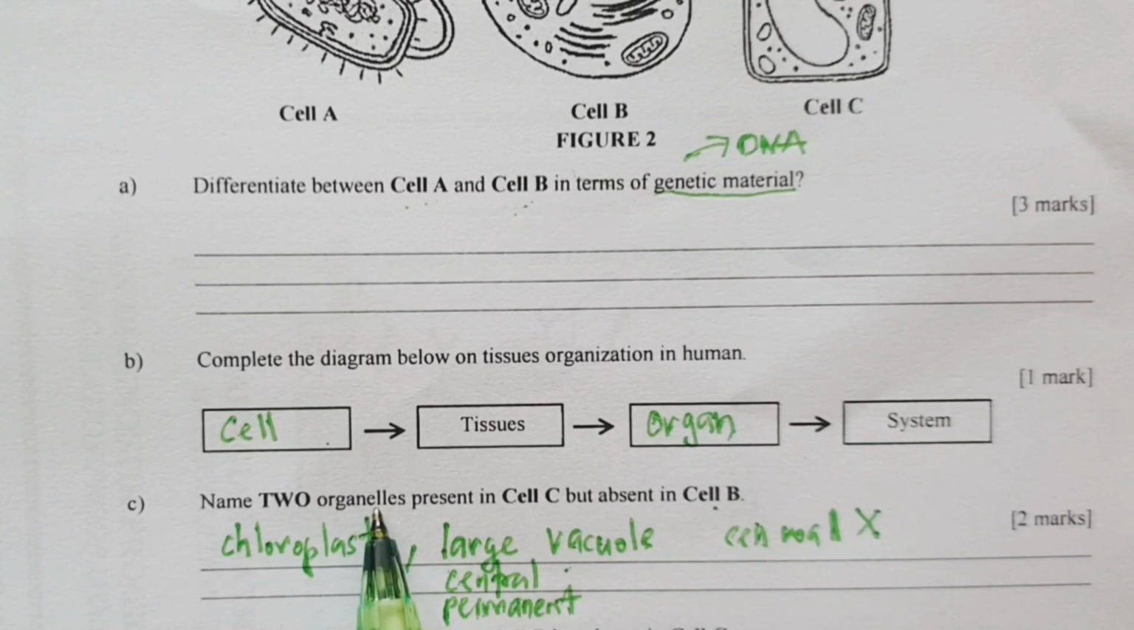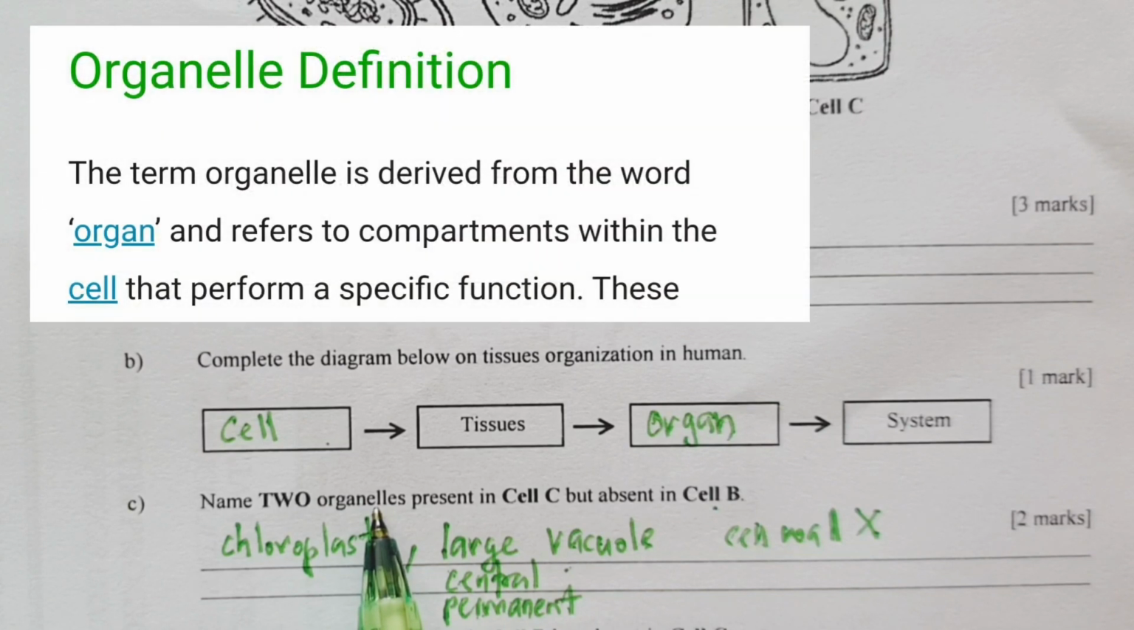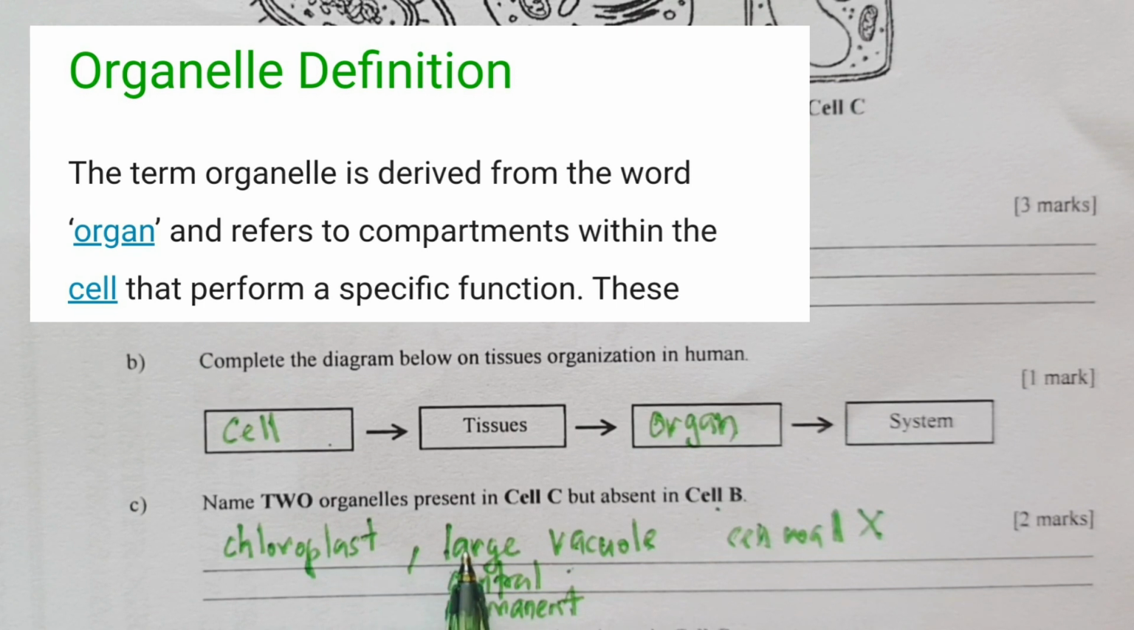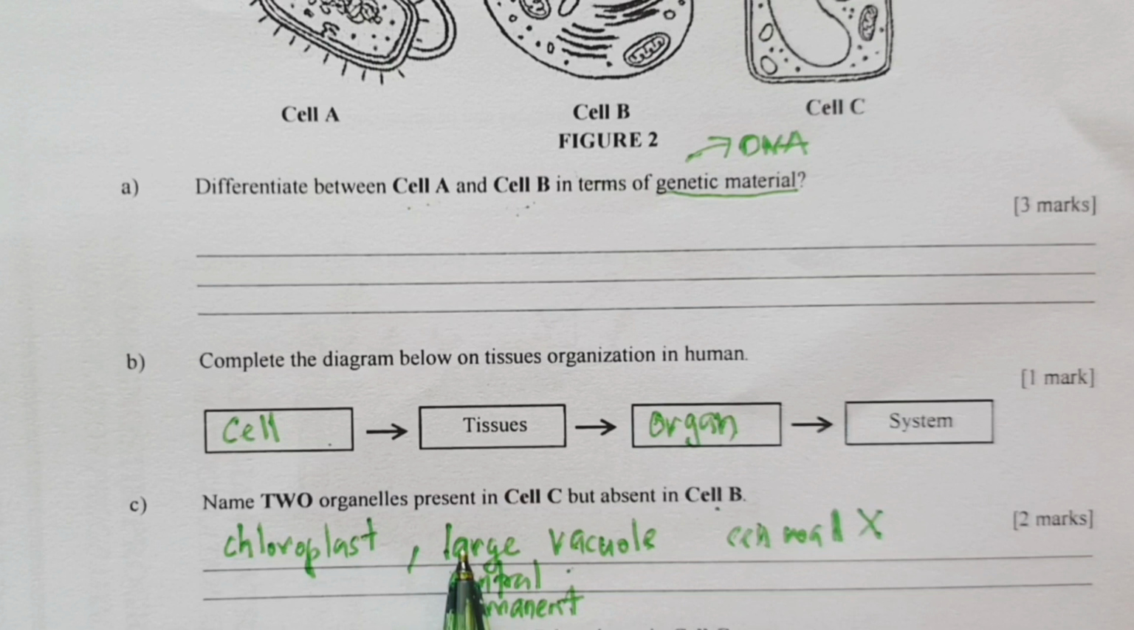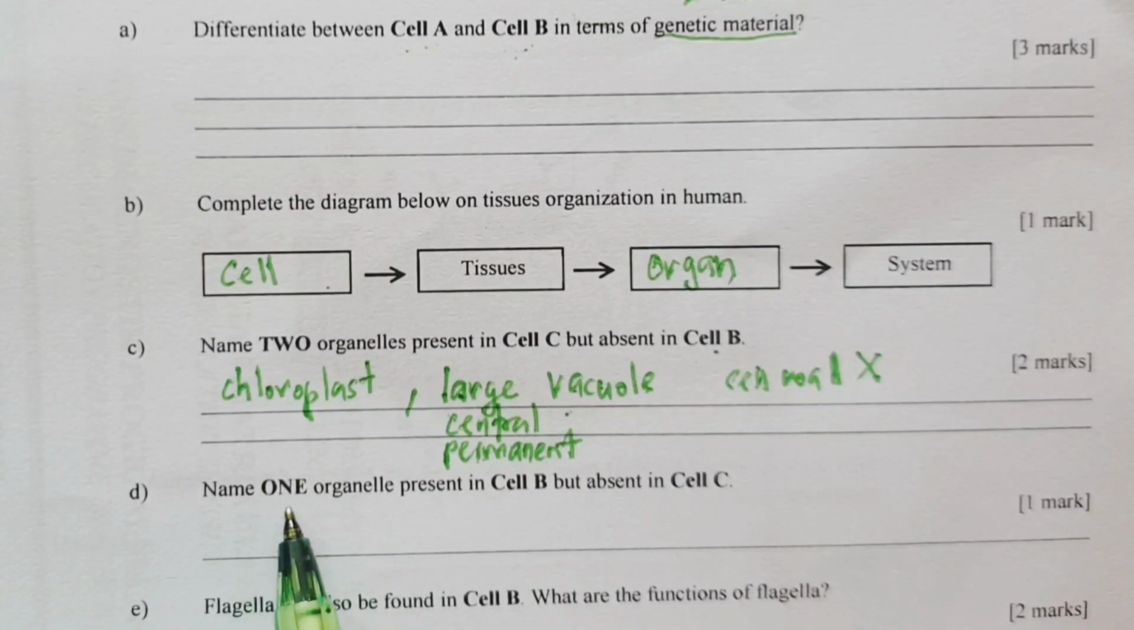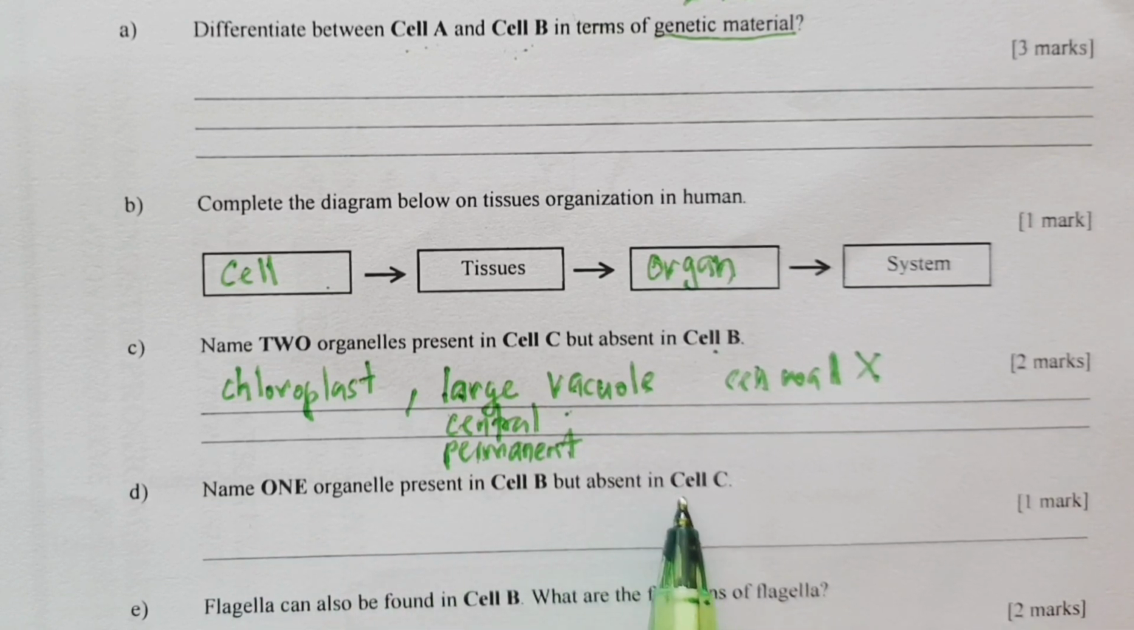So organelles are structure that can be found inside the cytoplasm of a cell. Cell wall berada di luar cytoplasm. That's why cell wall tak dikira sebagai organelle. So these are the two organelles that is special or unique for plant cell. Tapi tak ada di dalam animal cell. Next, name one organelle present in cell B but absent in cell C.